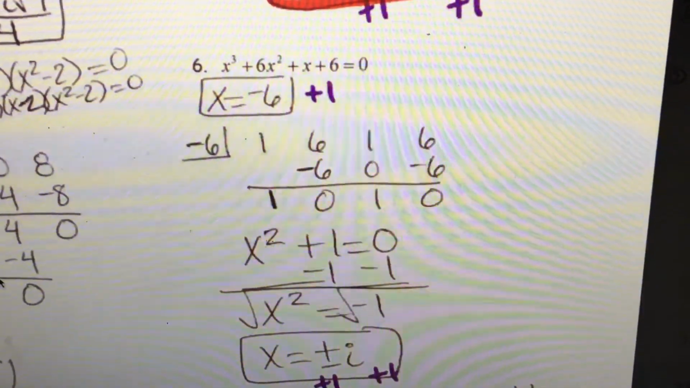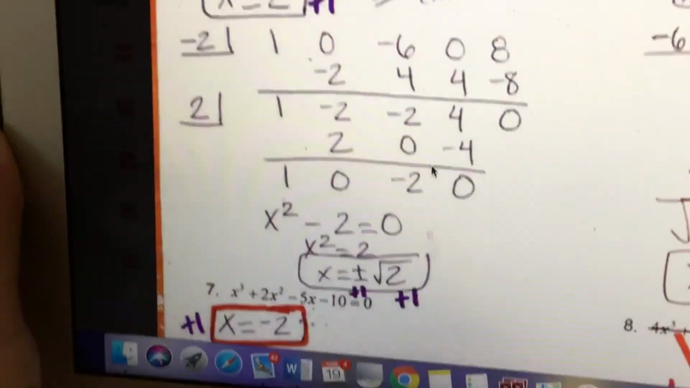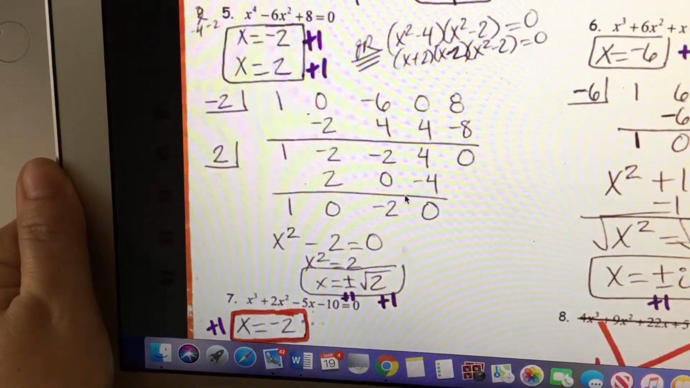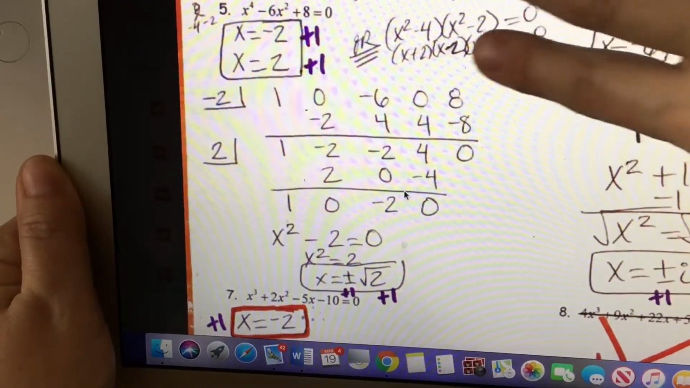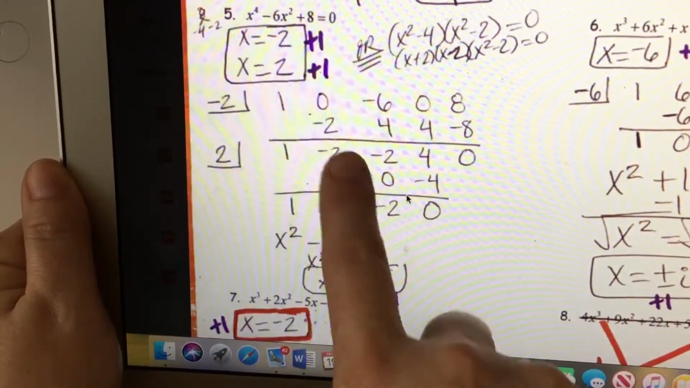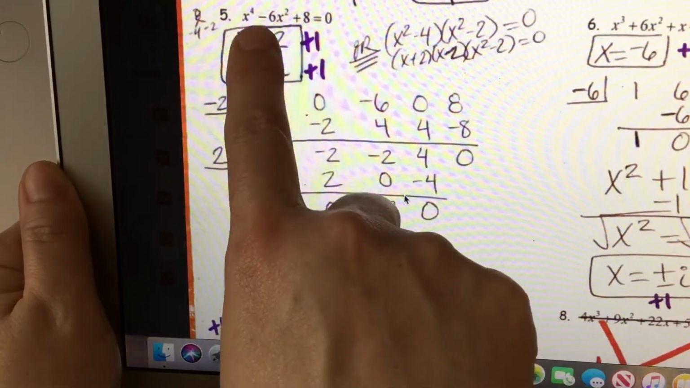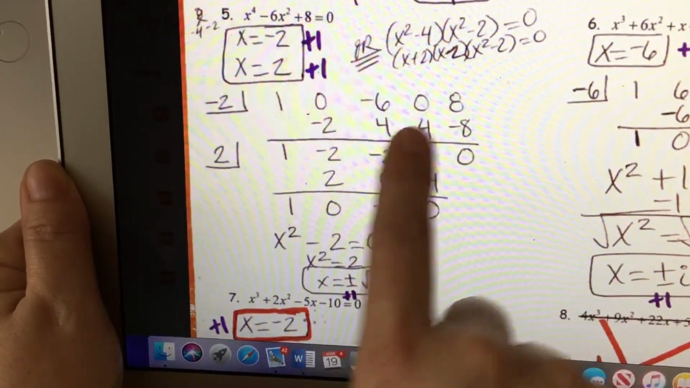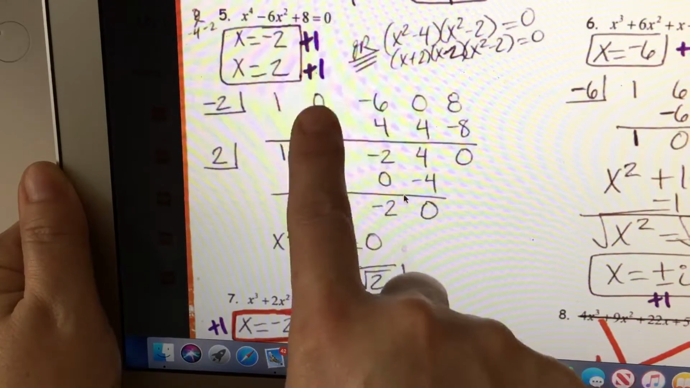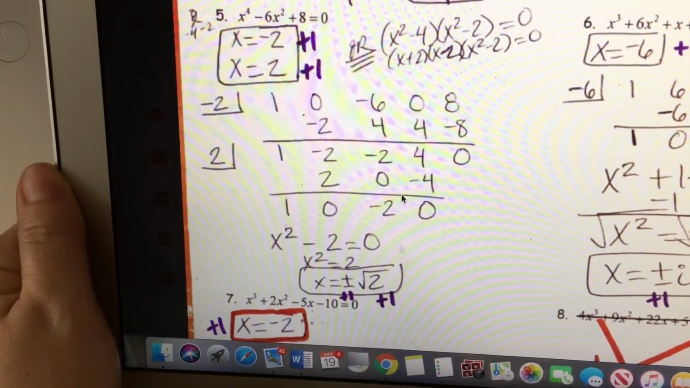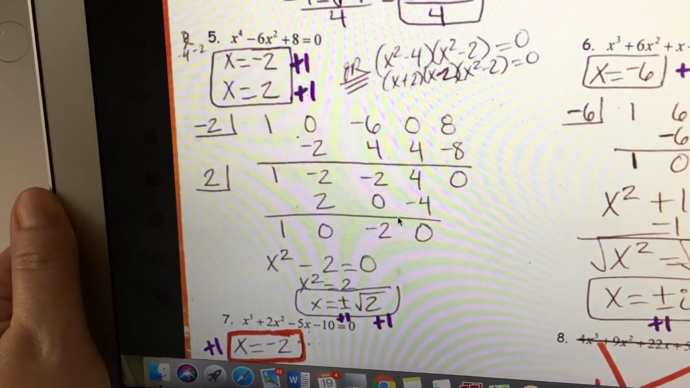Okay, then I'm going to show you number 7. Number 7, you had to do synthetic division twice. Just ignore that up here. So synthetic division, we had to do twice, and we did have to put zeros in because it was missing the x cubed and it was missing the x. So you did have to put zeros in for fillers because it was missing those. So I hope you remembered. I hope you caught it.